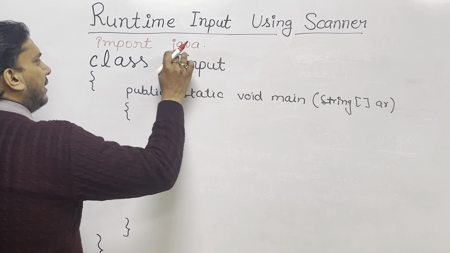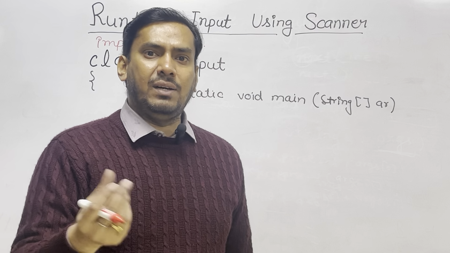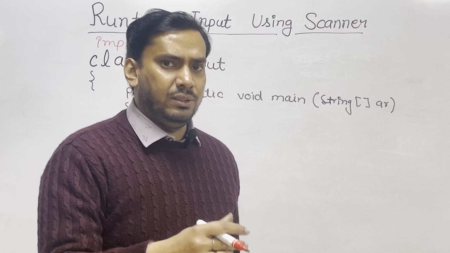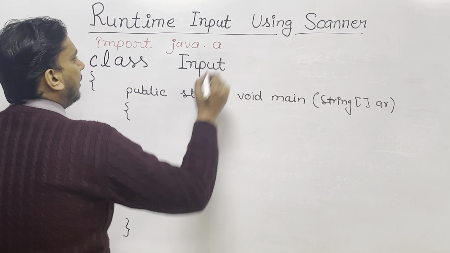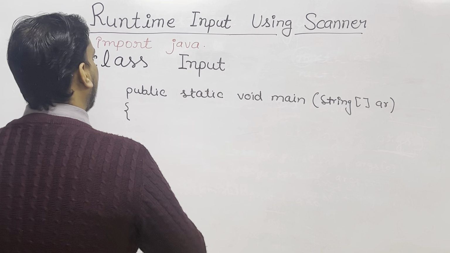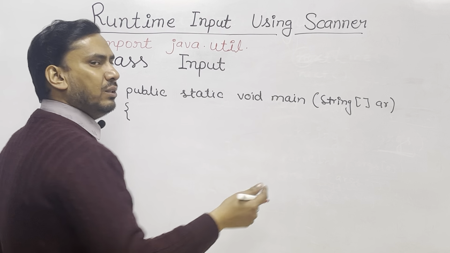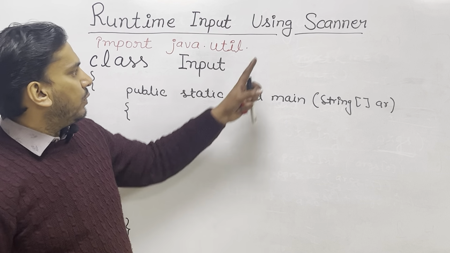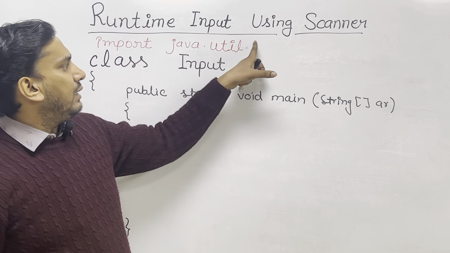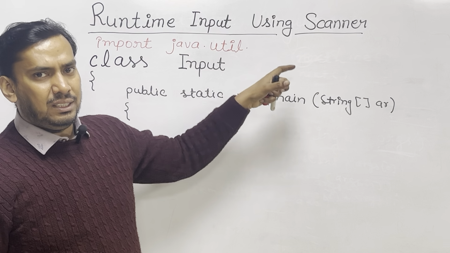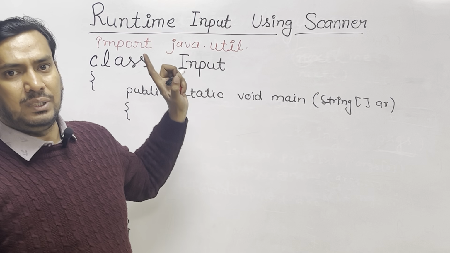Java.util means Java is already a package, and inside the java package there are multiple other packages like java.io, java.util, java.nio, java.awt and so on. It means it is a package inside a package. So I will have to write java.util dot, and then which class you want to import. If you want to import only the scanner class, you can write java.util.Scanner. Otherwise, you can write java.util.asterisk. Asterisk means you have permission to use all the classes of the util package.